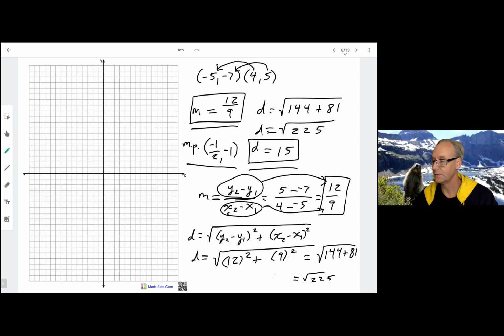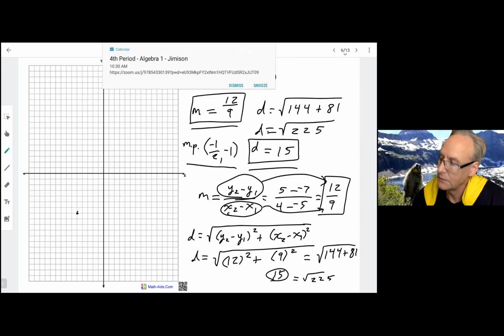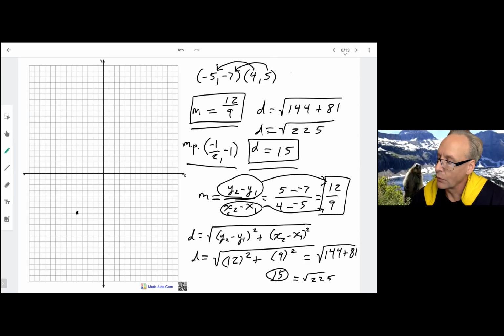So I have a slope and a distance and a connection between them. One more time, I want to point out that this really is true. I have -5, -7, and I have 4, 5 right here. Now, the distance between these 2 points can be found by using the Pythagorean theorem, because this happens to be a right triangle right here.